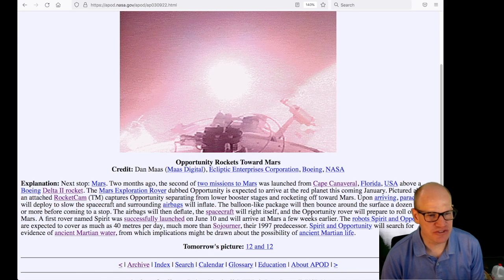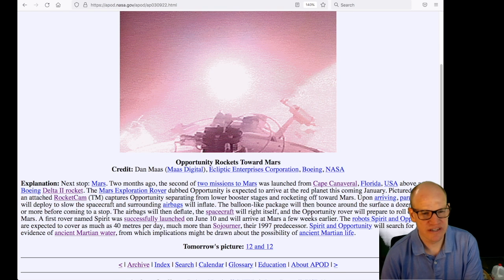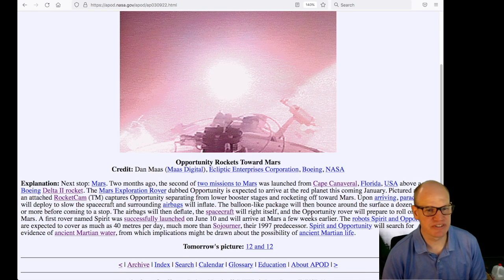Okay, cover as much as 40 meters per day, as opposed to the Sojourner rover, which was tiny and would do about a meter a day. They will search for evidence of ancient Martian water and the implications about the possibility of ancient Martian life.